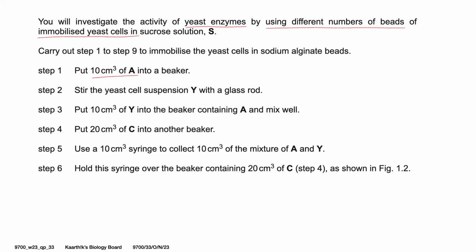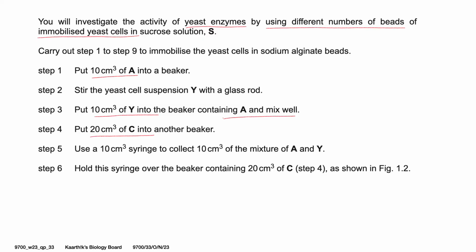Then Y is the yeast suspension, which is given in a beaker. We need to stir it, take 10 cm³ of Y from the beaker, and mix that with the beaker containing A, the sodium alginate. So we mix both the yeast suspension and the sodium alginate together. Then we take 20 cm³ of C in another beaker. C is calcium chloride. We use a 10 cm³ syringe to collect 10 cm³ of the mixture of A and Y.